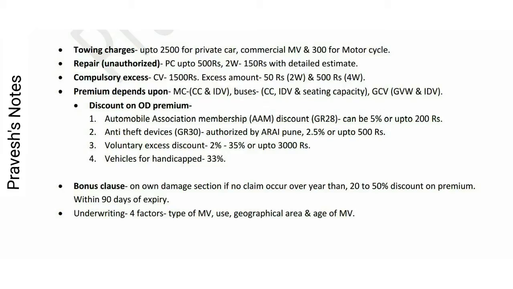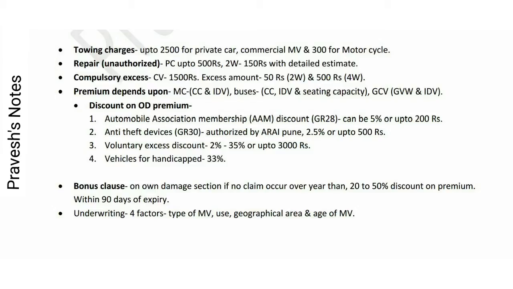Discount on own damage premium can be as follows. First, Automobile Association of India membership, discount as per GR 28, which can be 5% or up to 200 rupees. Second, anti-theft devices as per GR 30, authorized by ARAI Pune, of 2.5% or up to 500 rupees. Third, voluntary excess discount of 2% to 35% or up to 3,000 rupees. Fourth, vehicles for handicapped up to 33%.